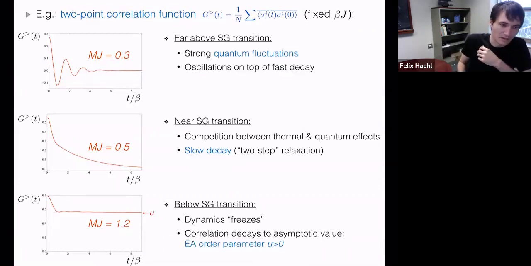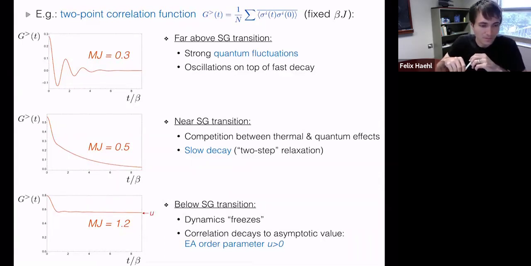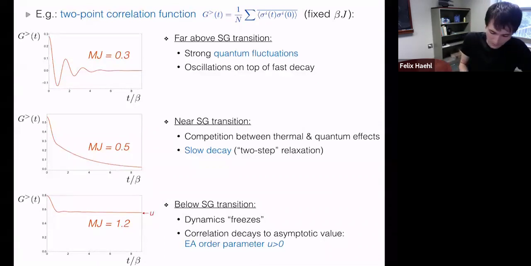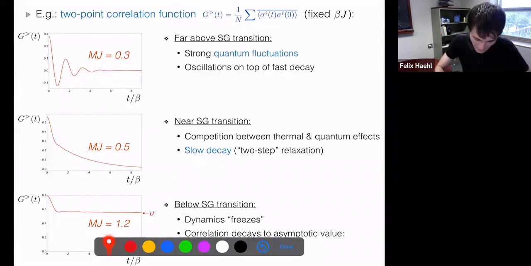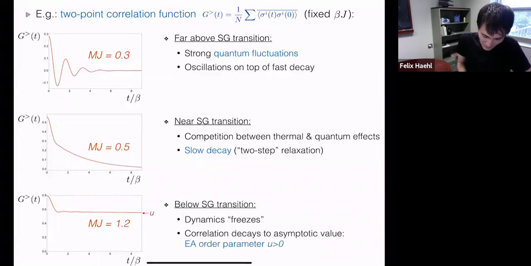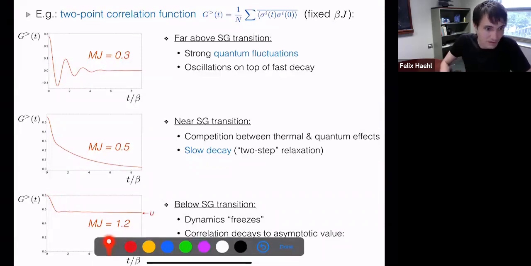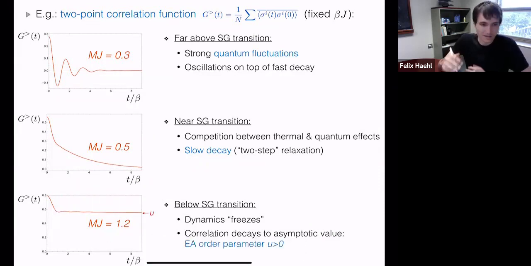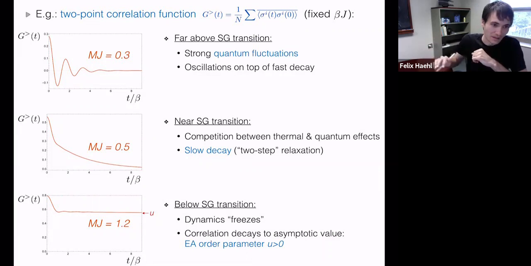In particular, you can see the dynamics slows down, and the system takes a longer time to equilibrate. And then finally, in this last case, I plotted what this 2-point function looks like below the spin glass transition. And now, in some sense, the dynamics freezes, in the sense that this 2-point function never reaches 0. It just decays to some constant value, which coincides with this order parameter u. Okay, so that's one dynamic consequence of this freezing.